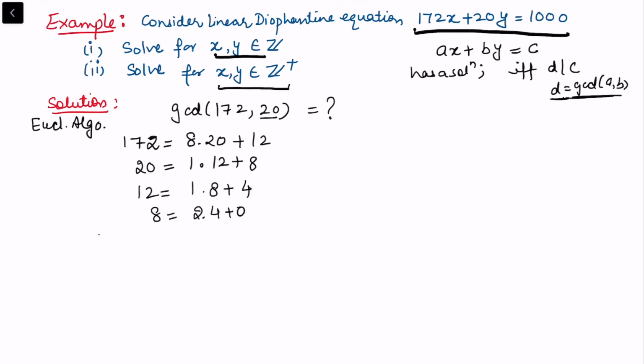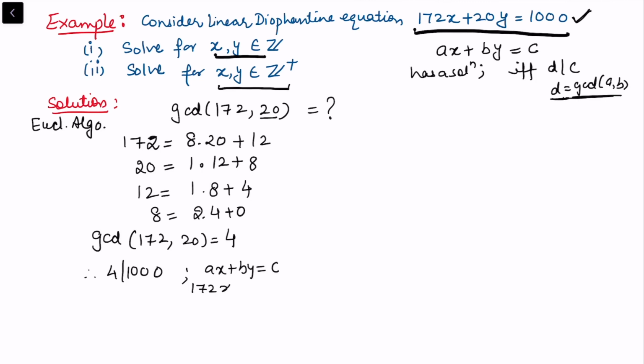So from here we can see that GCD of 172 and 20 is 4, and we also see that 4 divides 1000, which is given as C. So if it divides this, that means Ax plus By equals C, or here 172x plus 20y equals 1000, admits a solution.